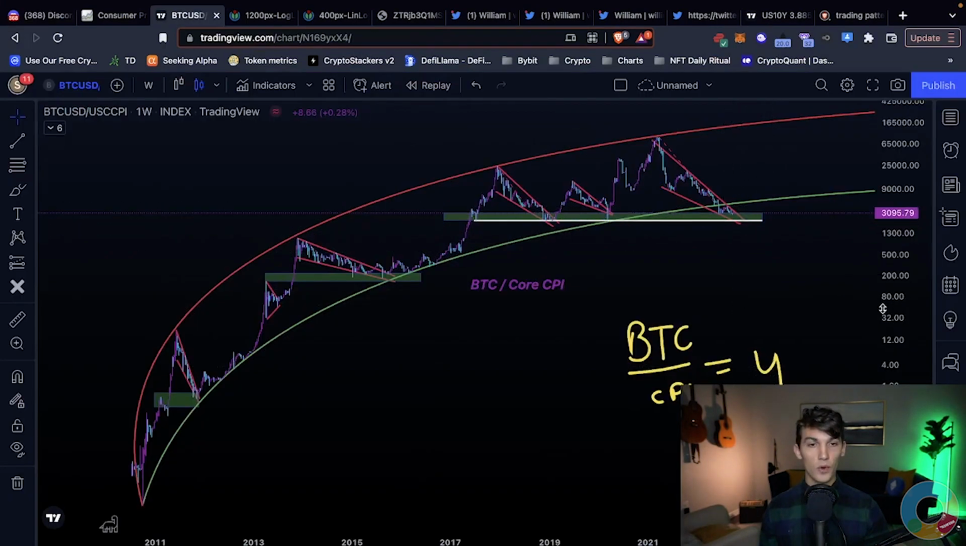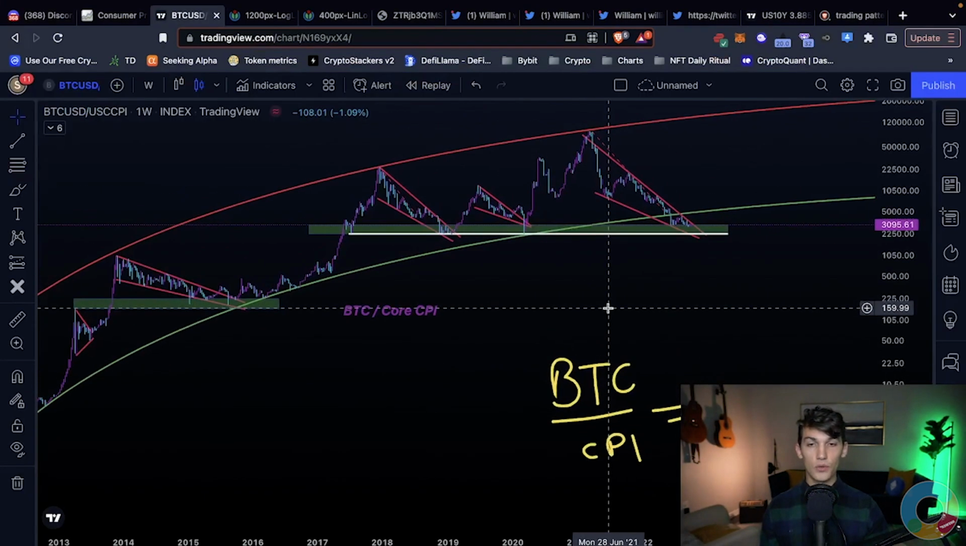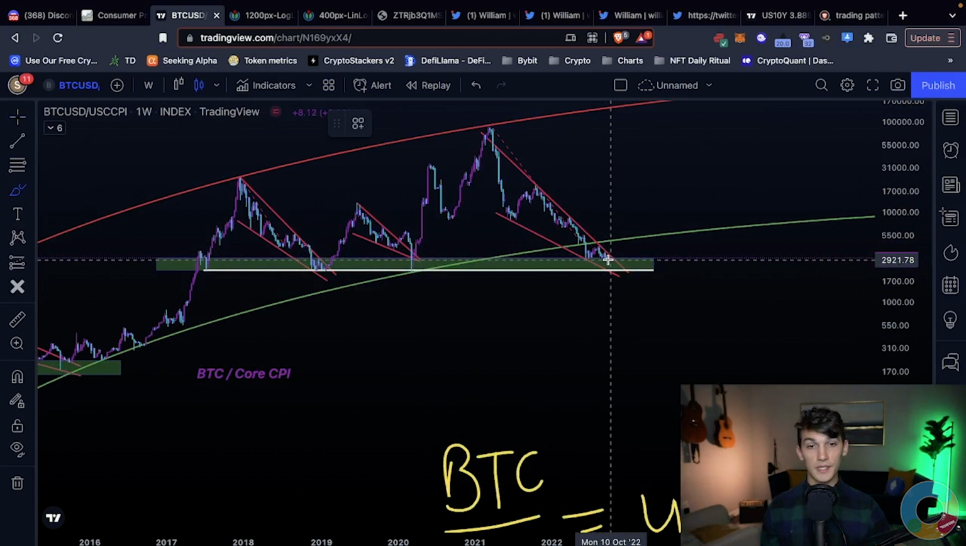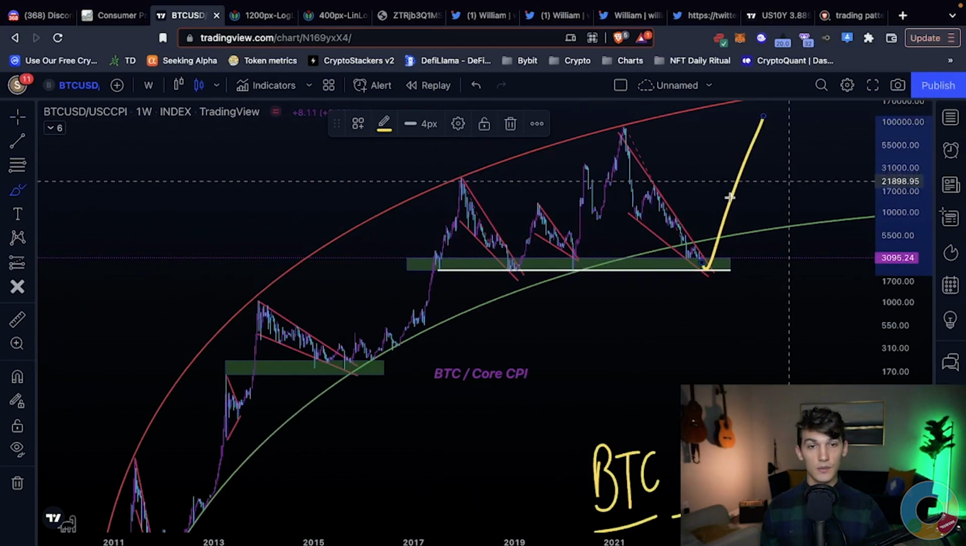We're nearing a point where it's going to be make it or break it. Bitcoin has to prove itself now or never. If Bitcoin is an inflation hedge, what should we expect to see? Well, we should expect to see this. We should expect to see that.